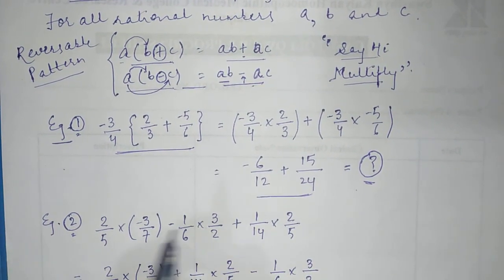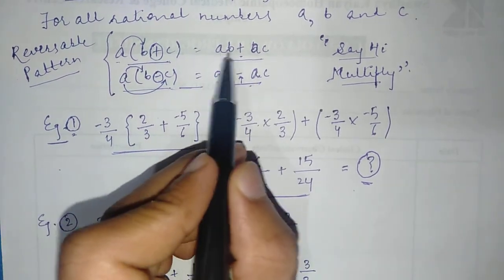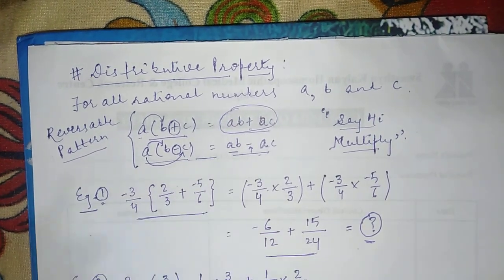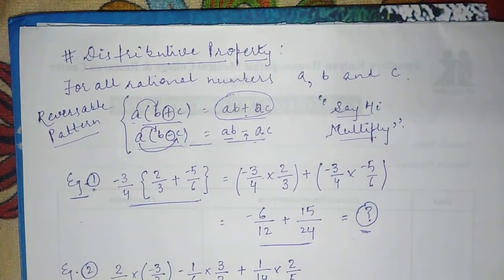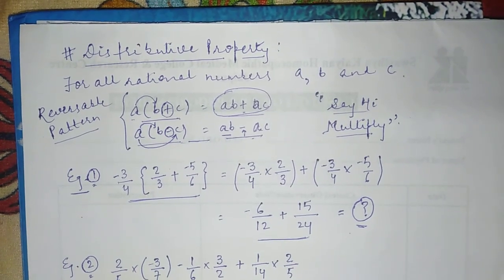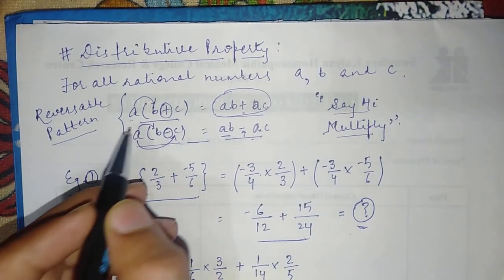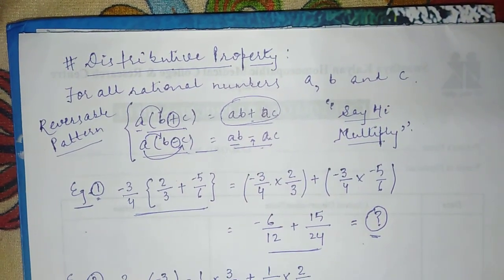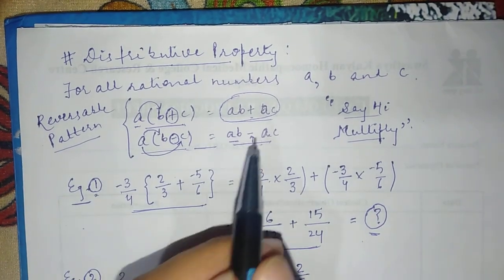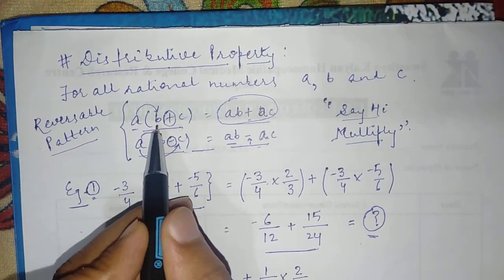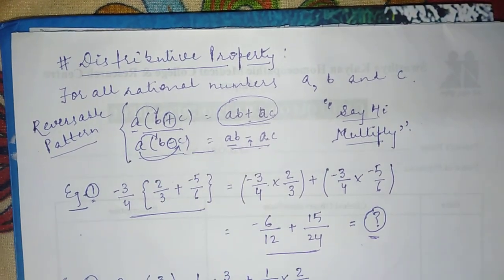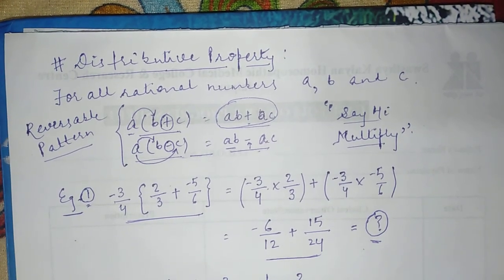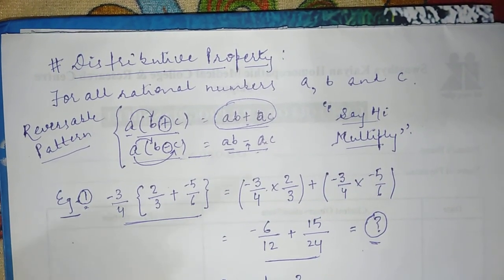Now we can use this property in the reverse pattern as well. Now what does it mean? Reverse pattern means that if you see a question in the form ab plus ac, you can clearly see that a is common in these two terms, so we take a as common like this, and then we put a bracket, which we can call the house as well, and then we put the non-common terms, which are b and c, and put the plus sign between these two terms. So it can be used in both patterns.